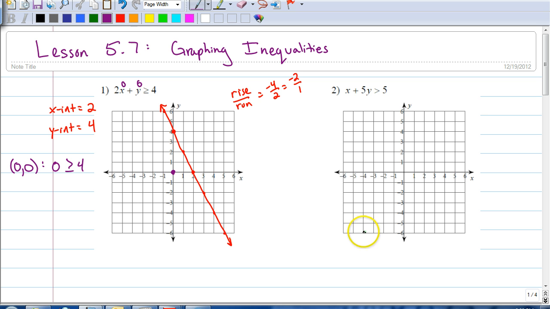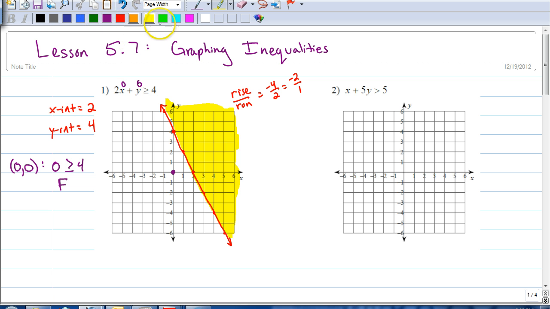So now I need to ask myself, is 0 greater than or equal to 4? No, it's not. That's a false statement. 0 is not bigger than 4. So as a result, 0, 0 is not a solution. That means none of them down here in this region are a solution. So that tells me that my answers would come from anything in this yellow region, which would work in the inequality.